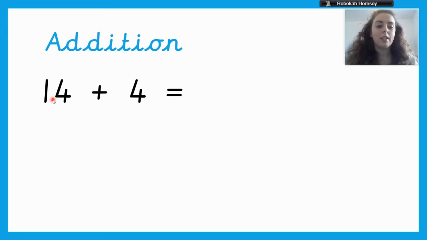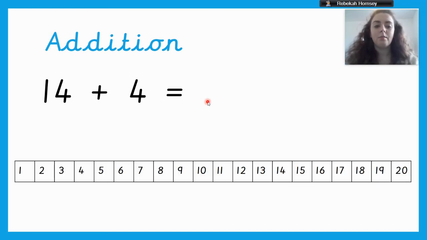This time my number sentence says 14 add 4 equals. There's my number track. How many do I need to get to start with? That's right, I need 14. So you need to get 14 too.